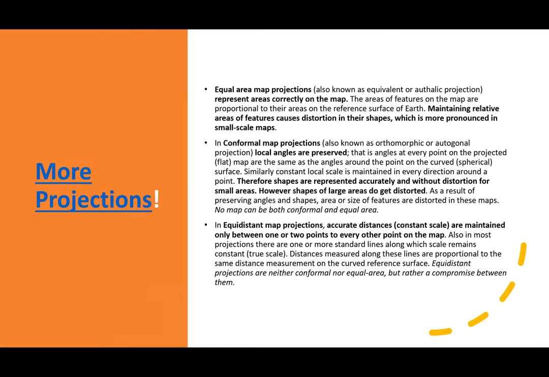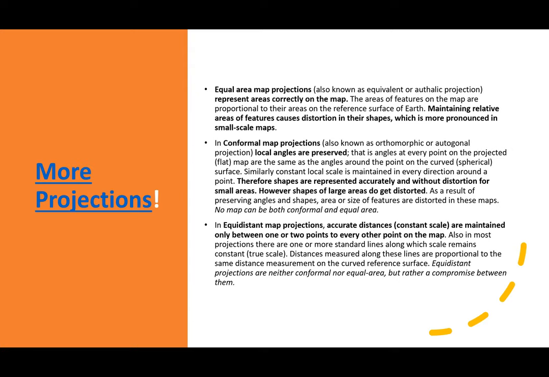In conformal map projections, also known as orthomorphic or orthogonal projection, local angles are preserved. That's angles at every point on the projected flat map are the same as the angles around the point on the curved spherical surface. Similarly, constant local scale is maintained in every direction around a point. Therefore, shapes are represented accurately and without distortion for small areas. But when you get into larger areas, those do get distorted.